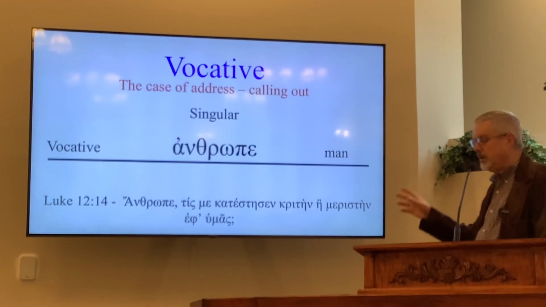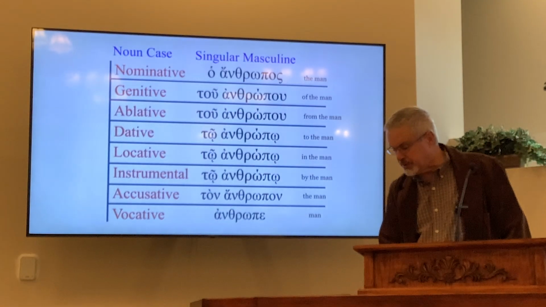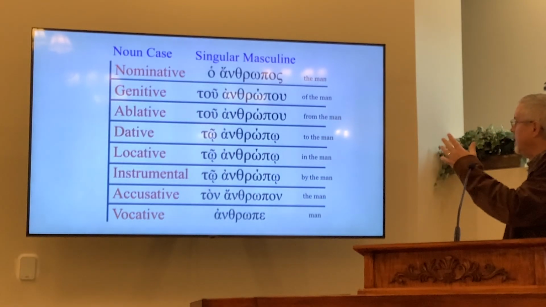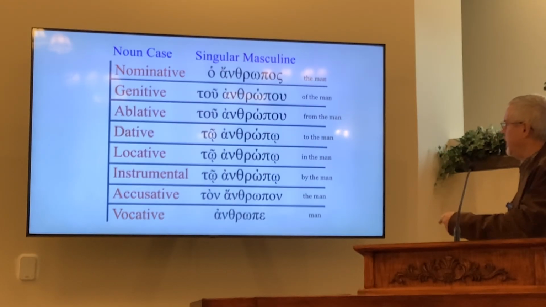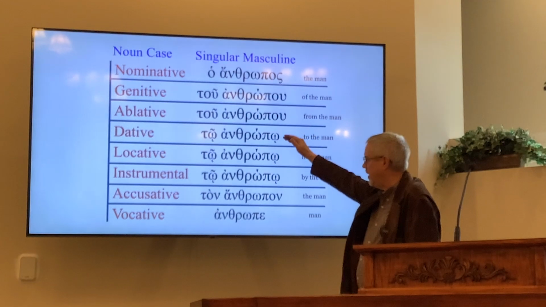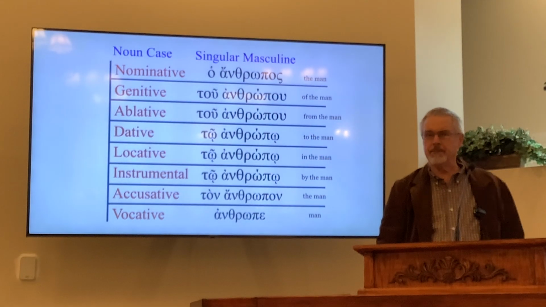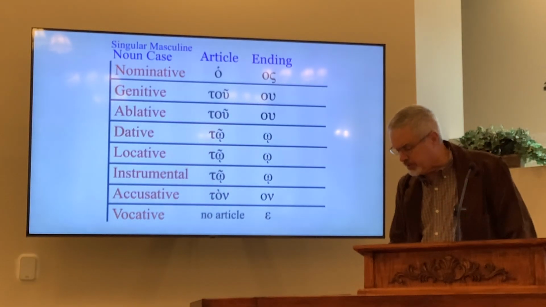And so now I just want to show concerning all of this together, how it works. This is on the sheet that you got last week. It's showing how it all works. Ho anthropos, tou anthropou, and then we come down to to anthropo, and then ton anthropon, and yeah, it does rhyme.